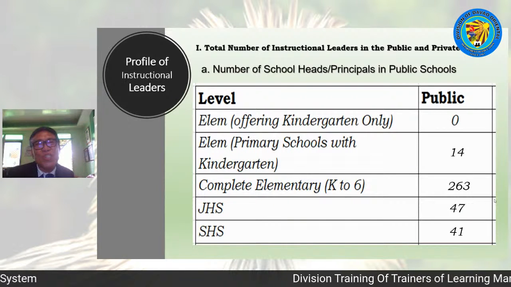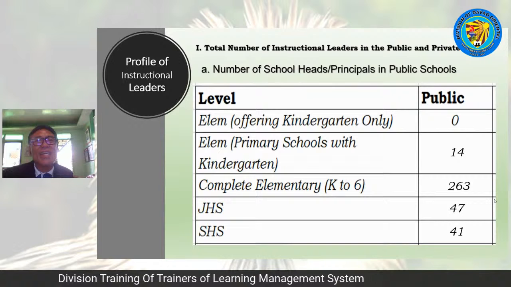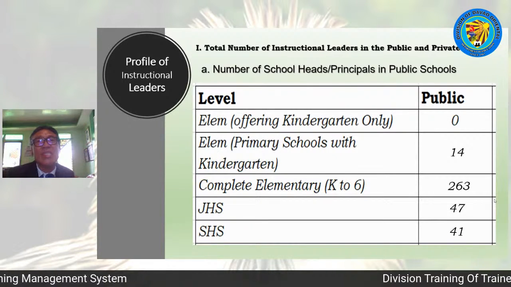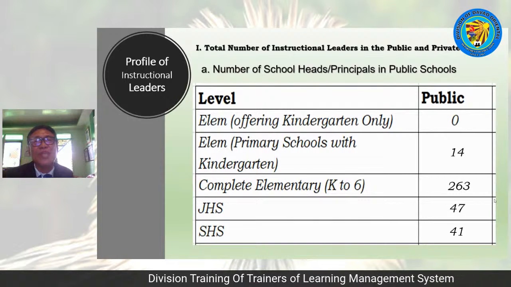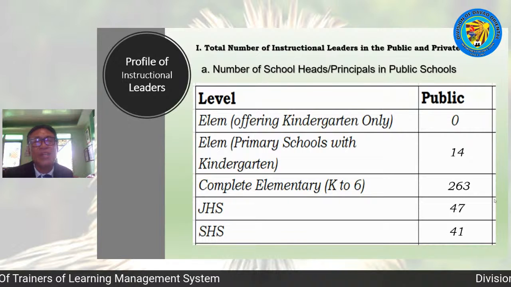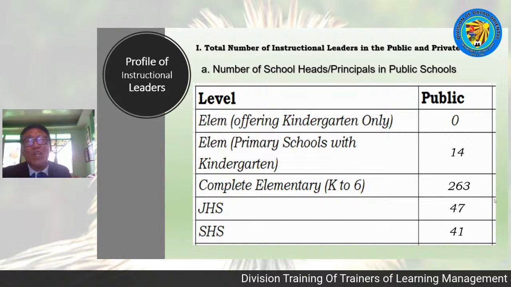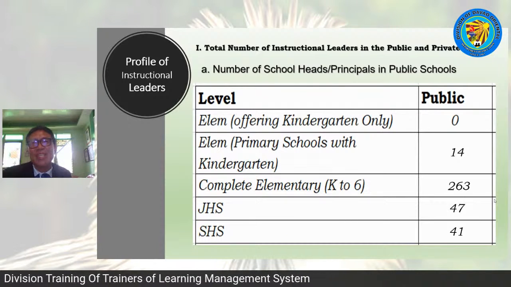We try to focus on the last 5 slides, which are very important. So we have now the complete elementary K to 12, number of school heads, principals in public schools: we have 263 for the complete elementary, for the kinder 14, junior high school 47, senior high school 41, in the preparation for the opening of classes coming August.